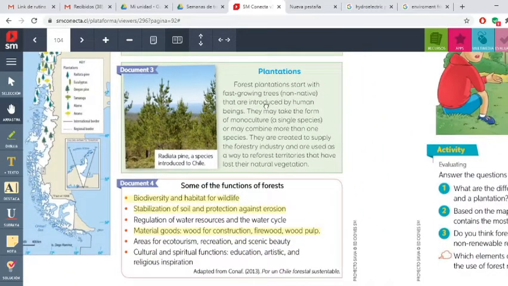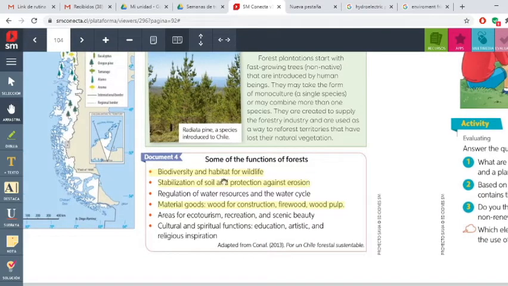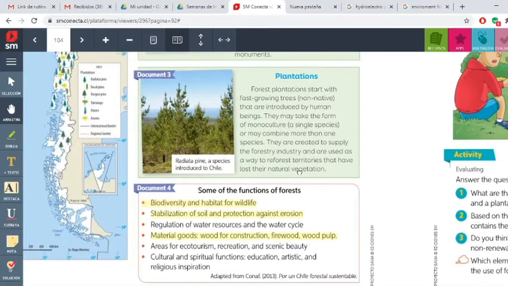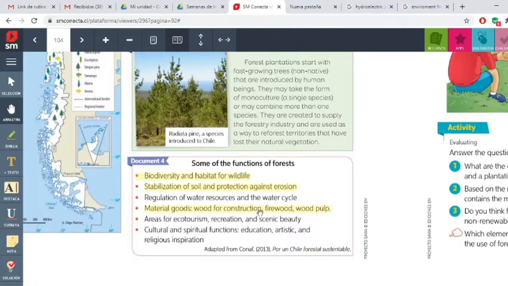Also, we can take a look at some of the functions: biodiversity and habitat for wildlife, which means that it's the place where the animals live. They stabilize the soil, protect against erosion, and regulate temperatures, and they are used for material goods. Basically it means that thanks to forests and usually plantations, we're able to have wood for construction, firewood, which is the wood that we use to burn, and wood pulp.